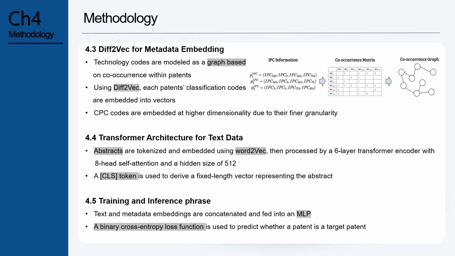A special CLS token is added to the input and used to extract a fixed length vector representing the whole abstract. After both types of embeddings are generated, one from metadata and one from text, they are concatenated into a single vector. This combined vector is passed through a multi-layer perceptron, which makes the final classification. The model is trained using a binary cross entropy loss function, which determines whether a patent should be classified as a target patent or not.